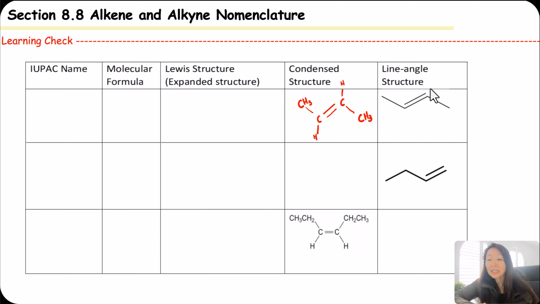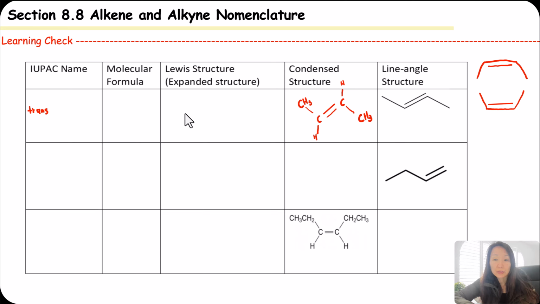Well, this zigzag line lets me know that this is a trans alkene. So this is trans. Already in the IUPAC name, you know you're going to have the word trans. If it was cis, what would the line structure look like? It would have looked sort of like this, like a bucket. Or it would have looked something like this. But this is trans, and you see that by the zigzag going up and down.